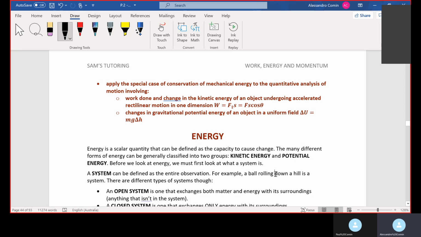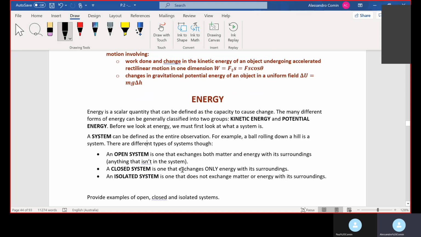There are two main types of energy. We have kinetic energy and potential energy. But before we can look at energy, we must look at what a system is. A system can be defined as the entire observation. For example, we have an open system. An open system is a system that exchanges both matter and energy with its surroundings. A closed system is a system that only exchanges energy with its surroundings. And an isolated system is a system that does not exchange matter or energy with its surroundings.